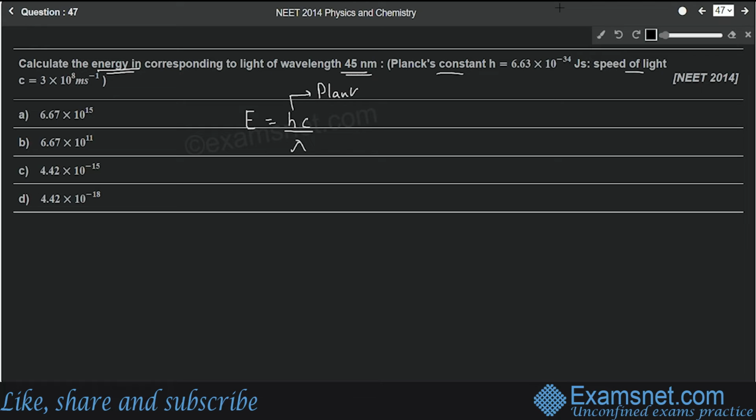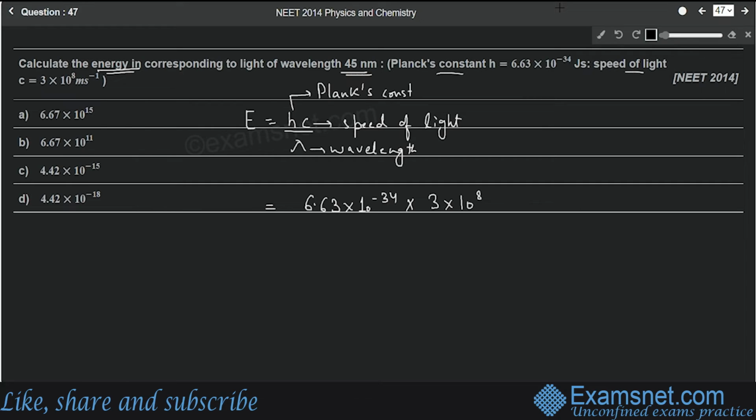where h is the Planck's constant, c is the speed of light, and lambda is the wavelength. Okay, this is the wavelength of light. So all the values are given here. We just have to put the values. The value of Planck's constant is 6.63 into 10 to the power minus 34, into c, that is speed of light, is 3 into 10 to the power 8.